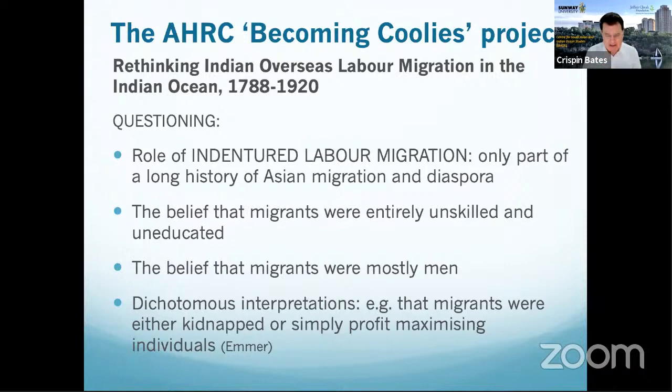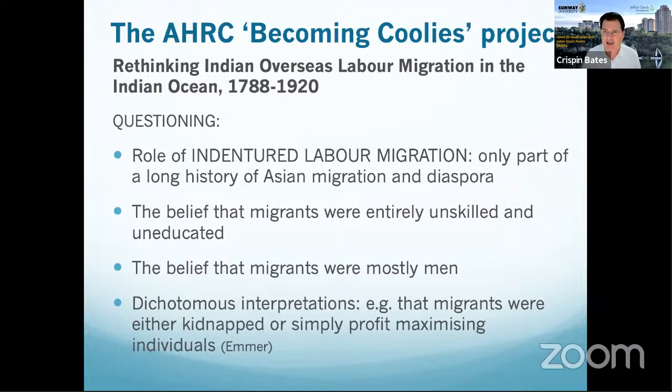The second thing that the project aimed to do was to challenge the belief that migrants were entirely unskilled and uneducated and were mostly men. And we were also concerned to contradict the typical dichotomous interpretations that migrants were all either kidnapped or simply profit-maximizing individuals. But these two extremes obviously do not encompass the wide range of reasons why people migrated and the way those reasons changed over time. Because one of the things that has to be remembered about indentured migration is it went on for nearly a century and covered all parts of the world. So saying that they're simply all the results of kidnapping or were all profit-maximizing individuals is obviously an unsustainable generalization.